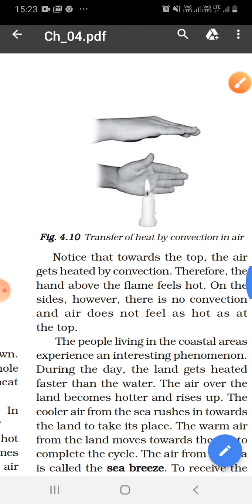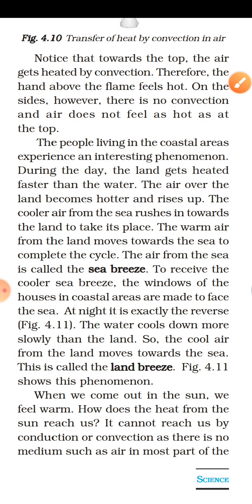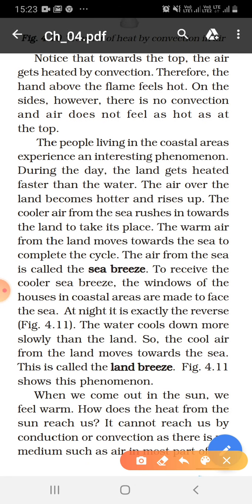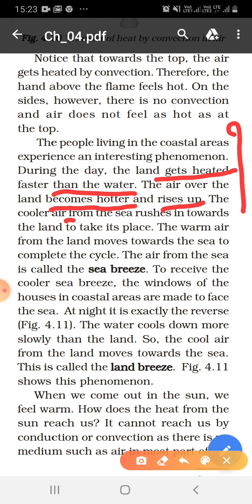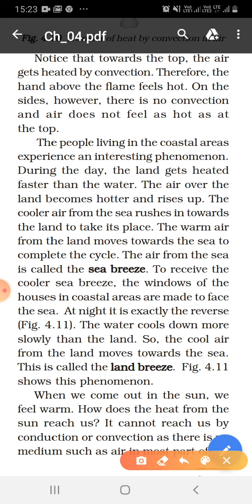Another interesting example of the convection phenomenon is sea breeze and land breeze. What are sea breeze and land breeze? The people living in coastal areas experience an interesting phenomenon. During daytime, land gets heated faster than water. So the air over the land becomes hotter and rises up, and the cooler air from the sea rushes in toward the land to take its place. The warm air from the land moves towards the sea to complete the cycle. This air from the sea is called sea breeze.